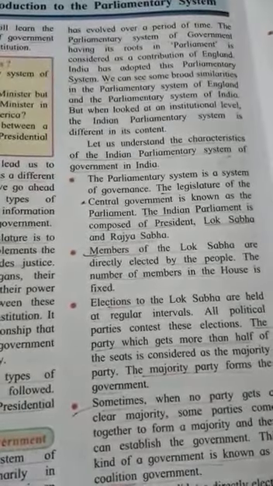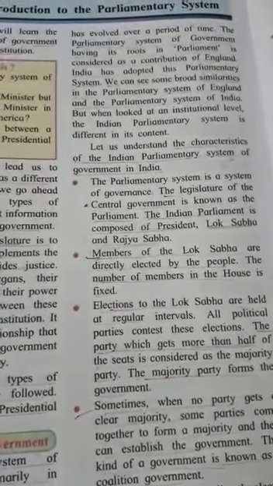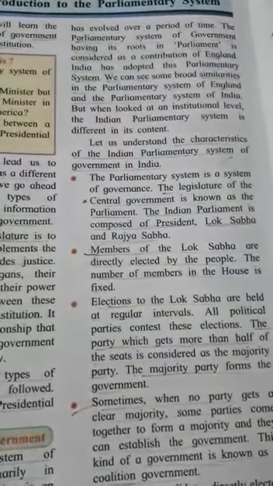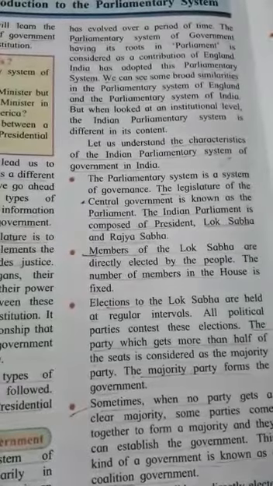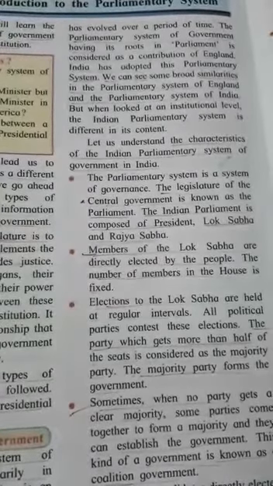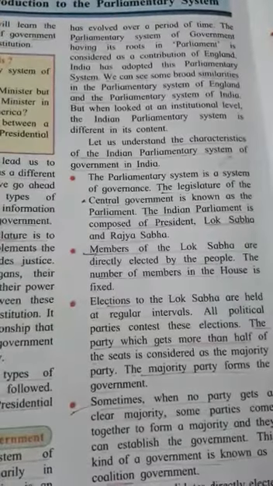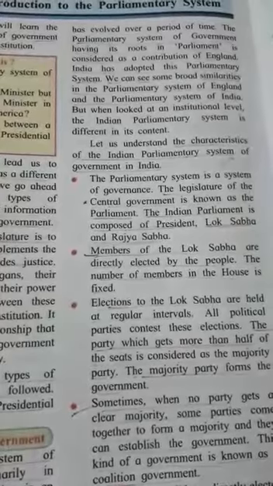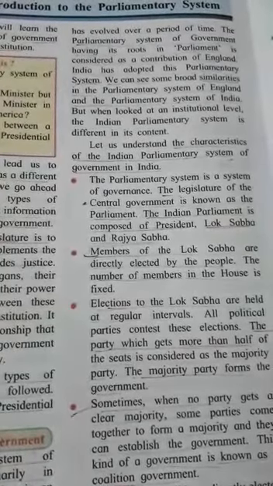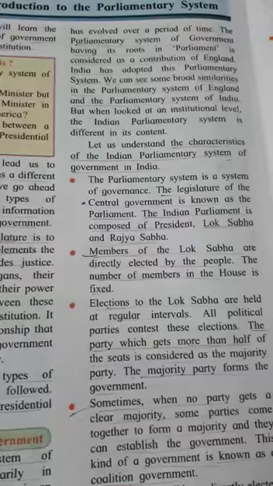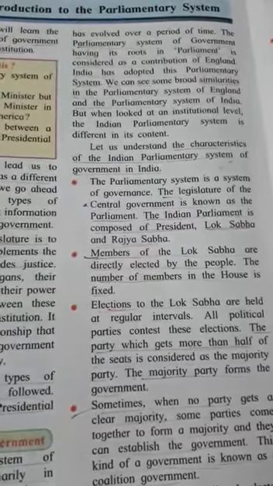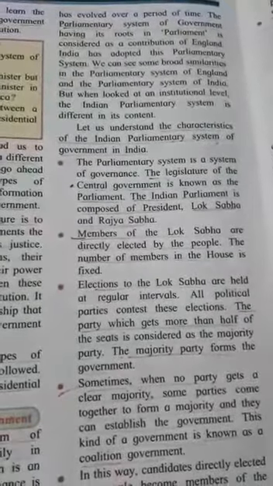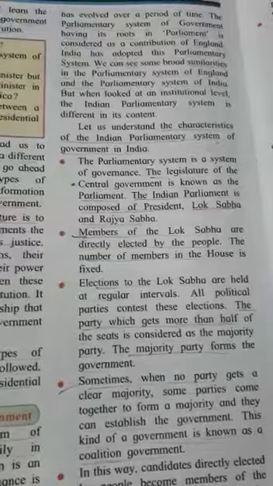The characteristics of the parliamentary system of government in India are as follows. First point, the legislature of the central government is known as the parliament. The Indian parliament is composed of President, Lok Sabha and the Rajya Sabha. Next point, members of the Lok Sabha are directly elected by the people. Then, the number of members in the house is fixed. Elections to the Lok Sabha are held at regular intervals.